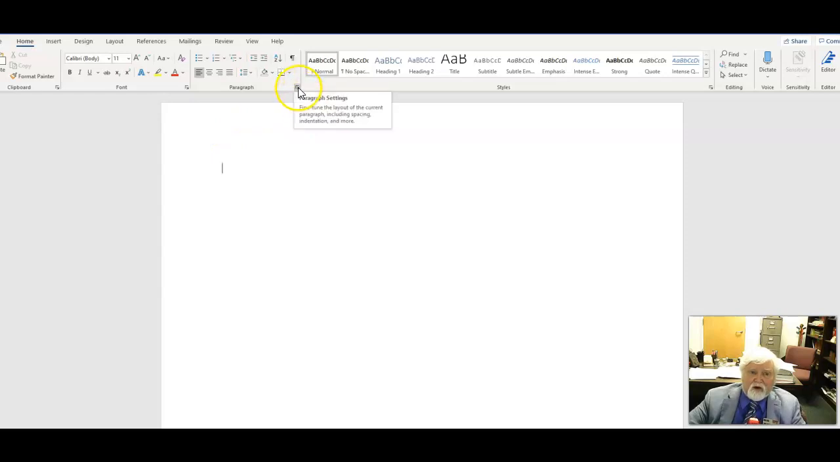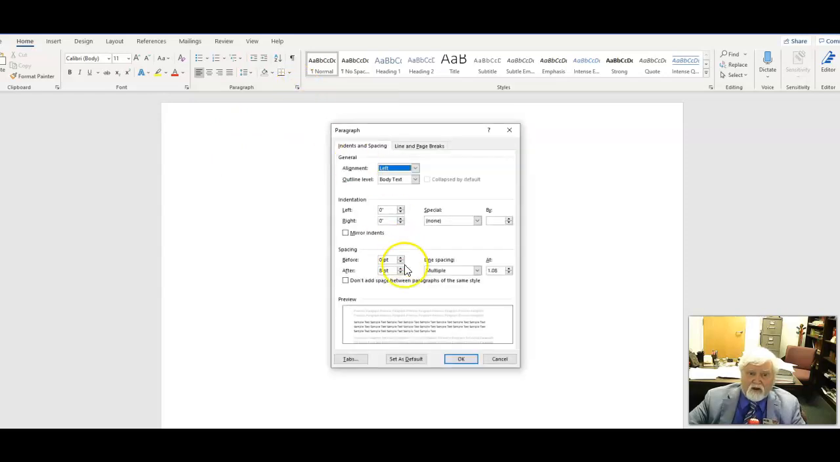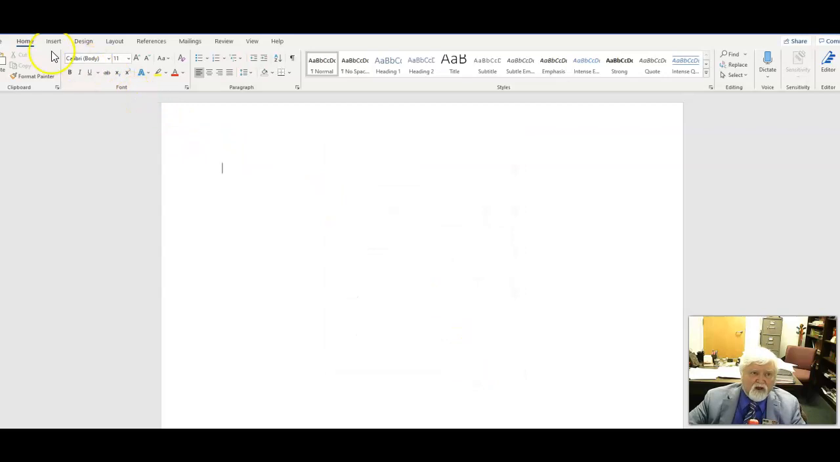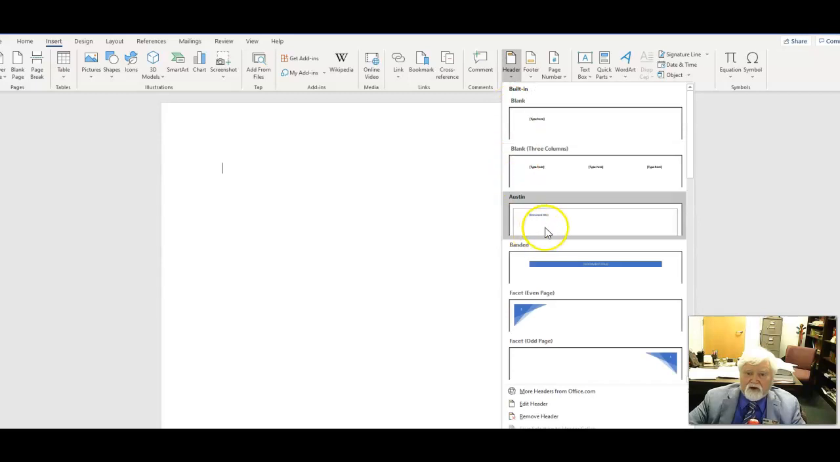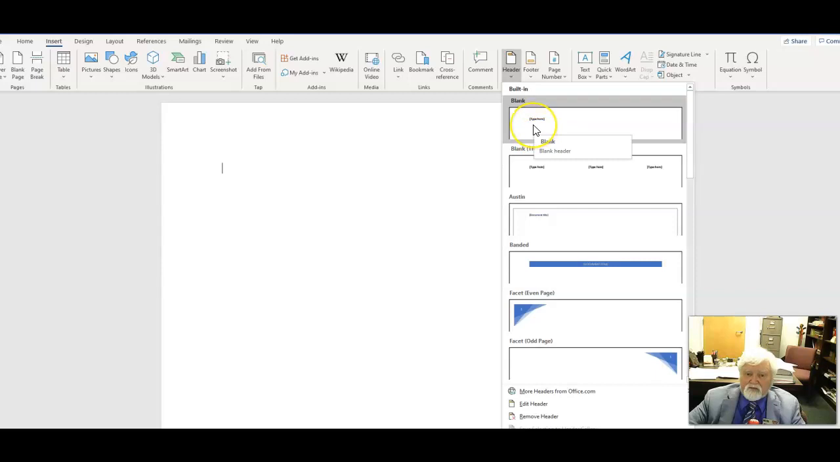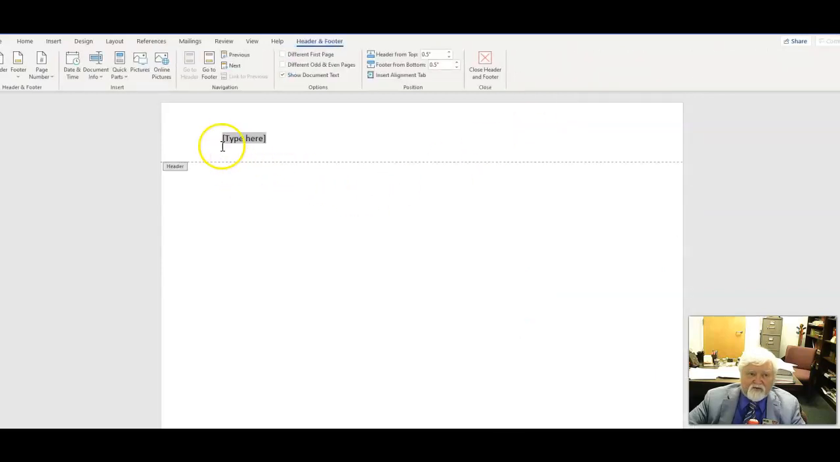One of the first things you want to do is go here to paragraph settings. All this should be set at 0. You want to change this to double. And you want to click Do Not Add Space Between Paragraphs. So that's okay. You can actually set that as your default. And so you hit OK. Then you're going to go here and hit Insert, and you'll see up here, Header. And it lets you choose which type of header you want. So you have that one.